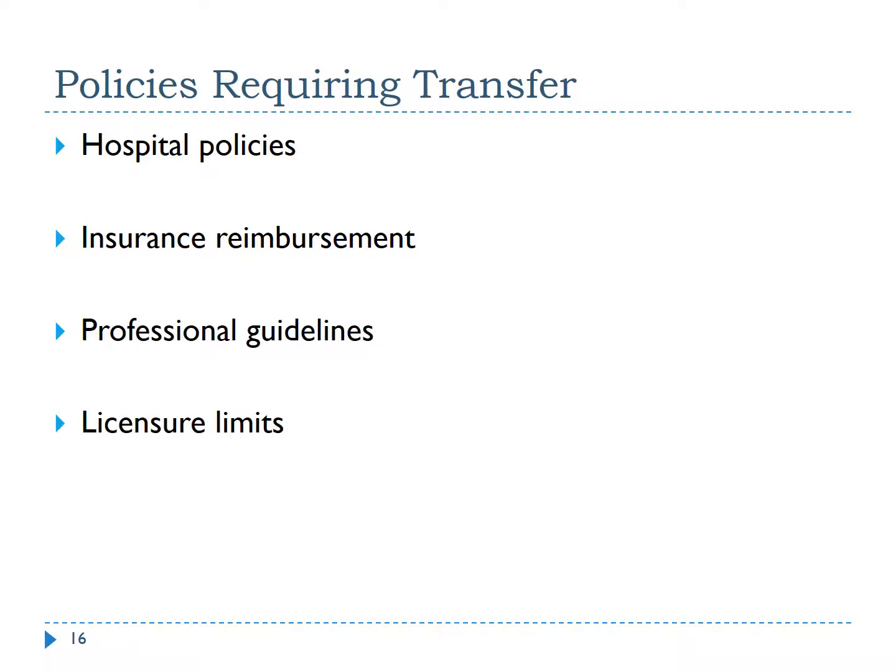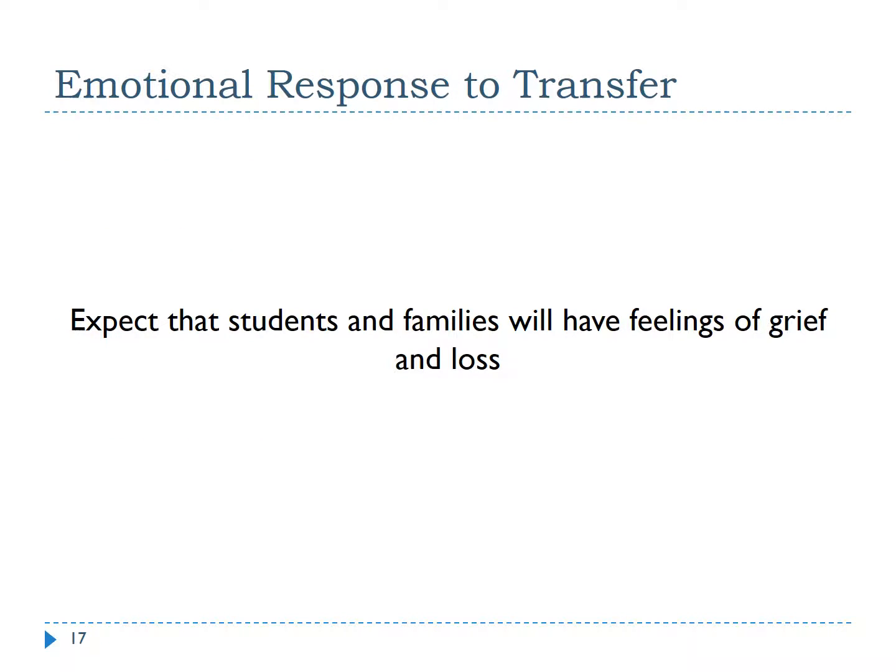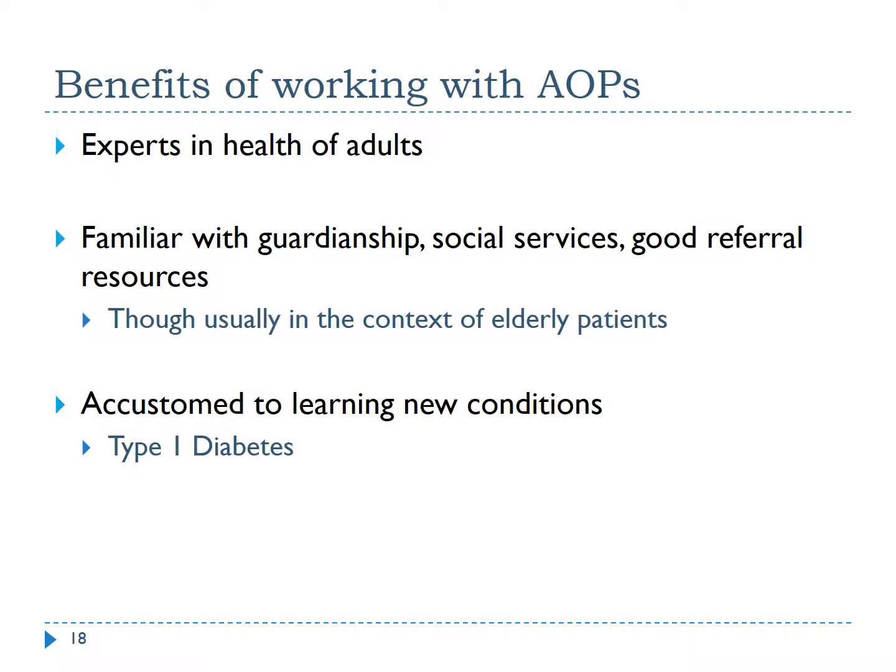Many children's hospitals and facilities have policies regarding the maximum age of patients. For example, Nemours Children's Clinics cannot serve individuals over the age of 21. Insurance reimbursement, professional guidelines, and licensure laws may also require a care transfer between the ages of 18 and 22. Many students and parents see the transfer as a loss. This is especially true for students with complex conditions. Over the years, their pediatrician may have provided a life-altering diagnosis, emergency care, referral for an important surgery, or new treatment. Despite the challenges, there are many benefits to working with adult-oriented providers.